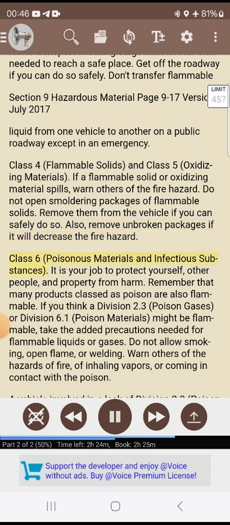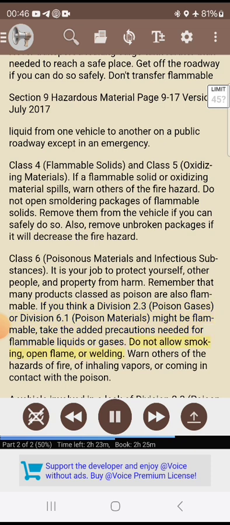Class 6 Poisonous materials and infectious substances. It is your job to protect yourself, other people, and property from harm. Remember that many products classed as poison are also flammable. If you think a Division 2.3 poison gas or Division 6.1 poison material might be flammable, take the added precautions needed for flammable liquids or gases.